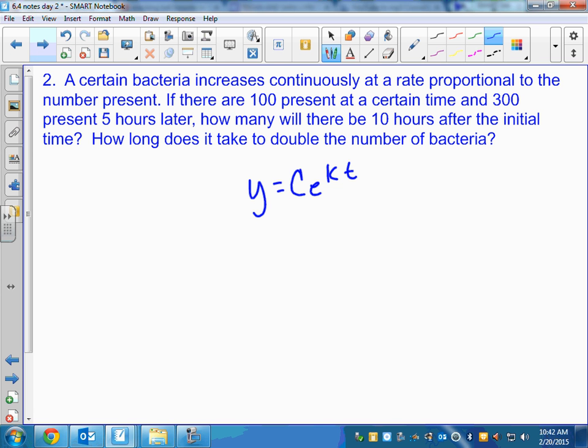The big issue is making sure you plug things in correctly. If there was 100 present, and then 300 present 5 hours later, what goes here, the 100 or the 300? There's 300, because there's 300 after there's 100 present 5 hours later, right? And if I divide by 100, I'm just going to get 3 here.